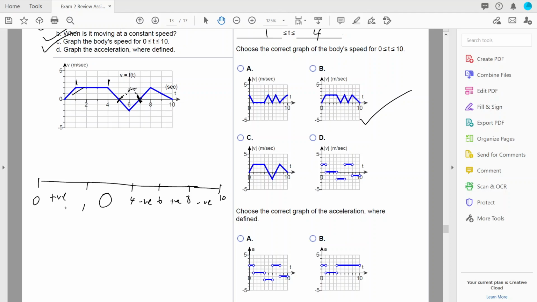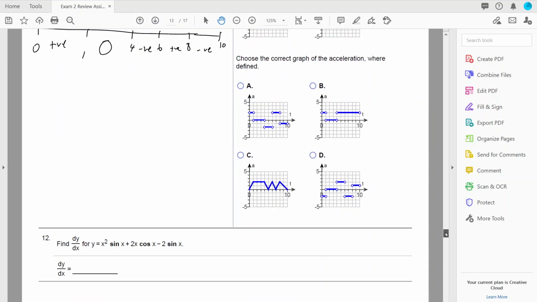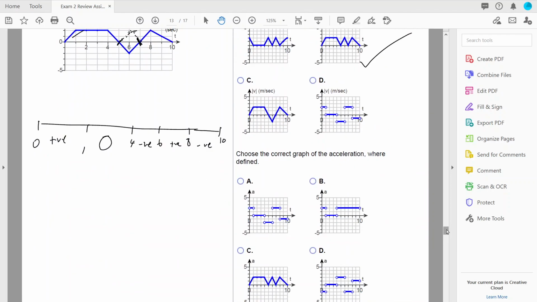So you just have to find a graph which satisfies all these properties, and there is only one graph, which is this one, which satisfies all the properties. So that is the graph of acceleration. Don't forget that acceleration means it's the derivative of the velocity.